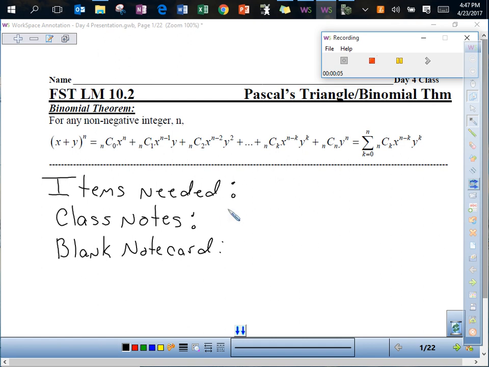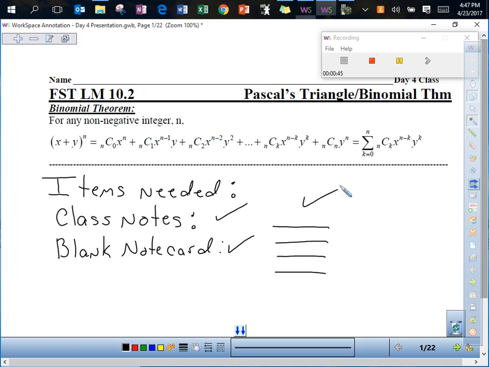So things that you'll need to make sure that you have: you'll need your class notes, that day 4 class notes, in front of you. The assignment, of course, will be that worksheet, not on OneNote, but that worksheet. You will also need a blank note card today in front of you. If you don't have that right now, you will need a blank piece of paper with lines on it. You'll see why the lines are going to be important here for a little bit. And then later on, we will transfer your Pascal's triangle to your note card. So those will be the items that you'll need.